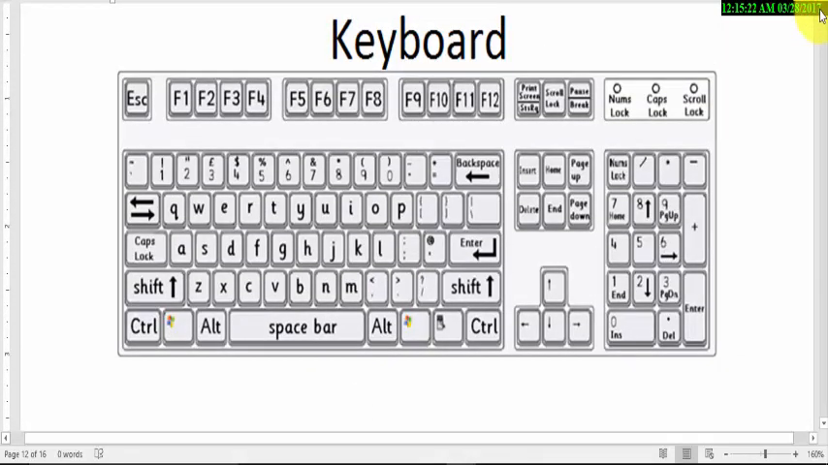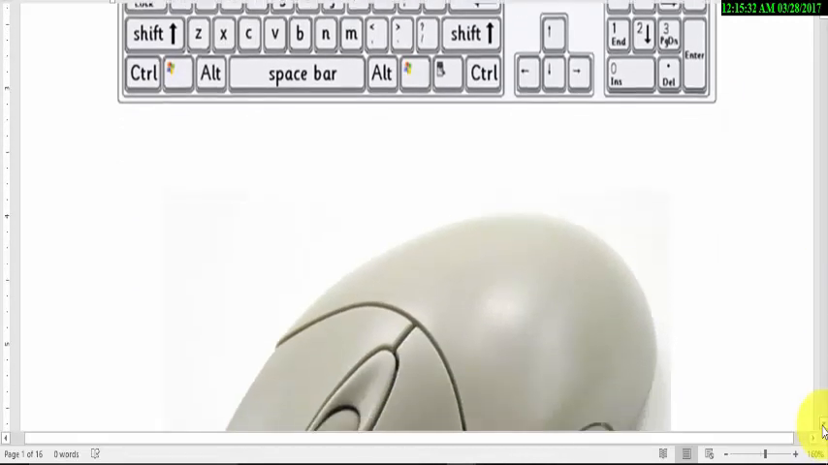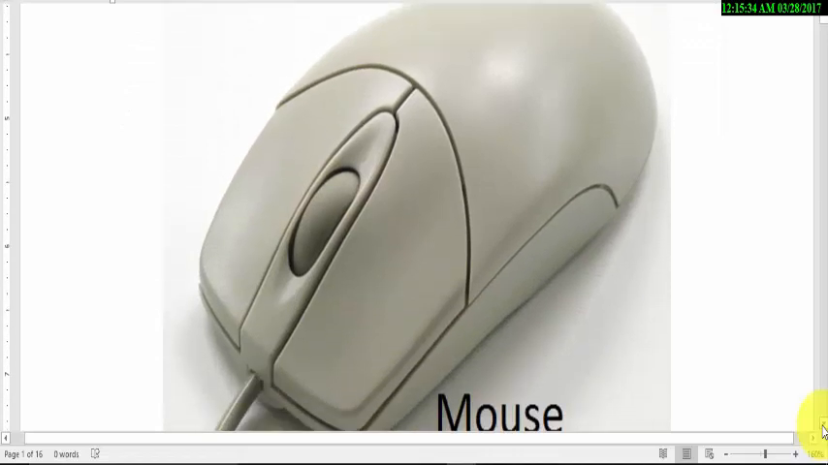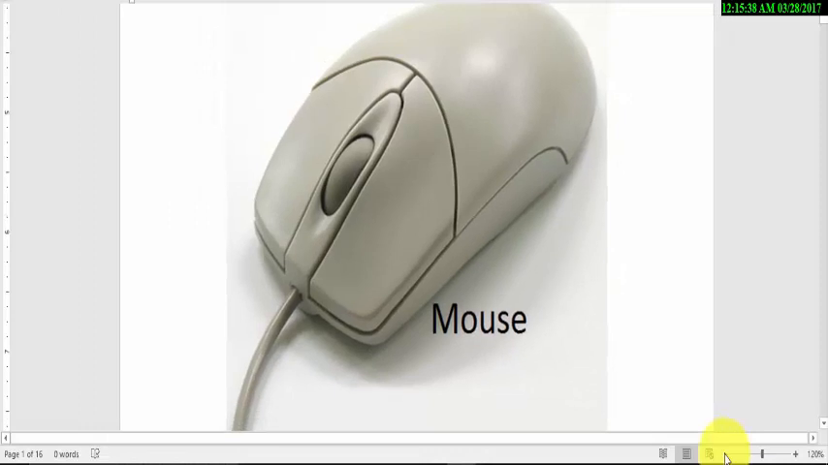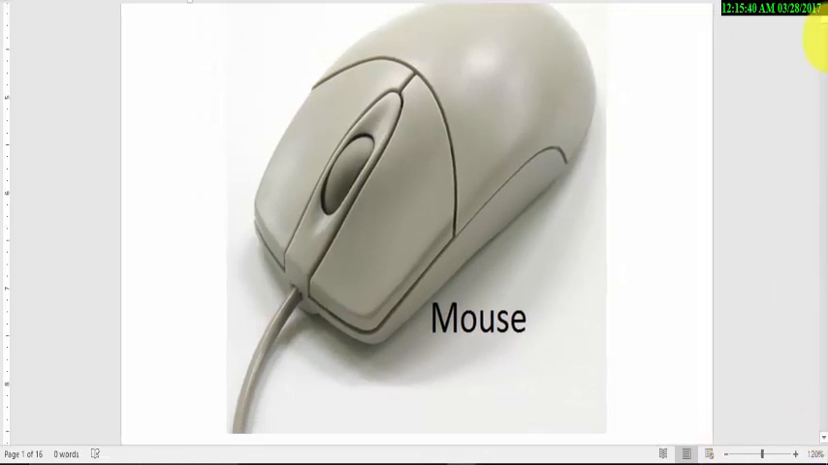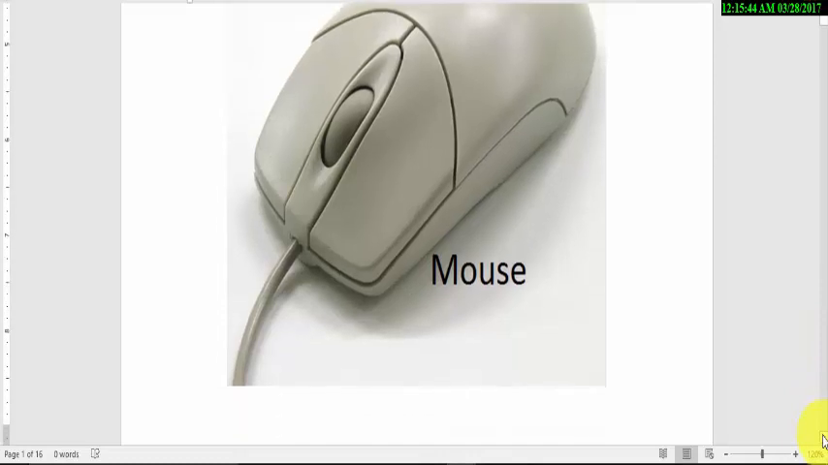Okay, so what we are saying is that this is a keyboard. The keyboard is an input device. Thank you children. We move on. This is a mouse. A mouse is an input device. Thank you very much. We go ahead.